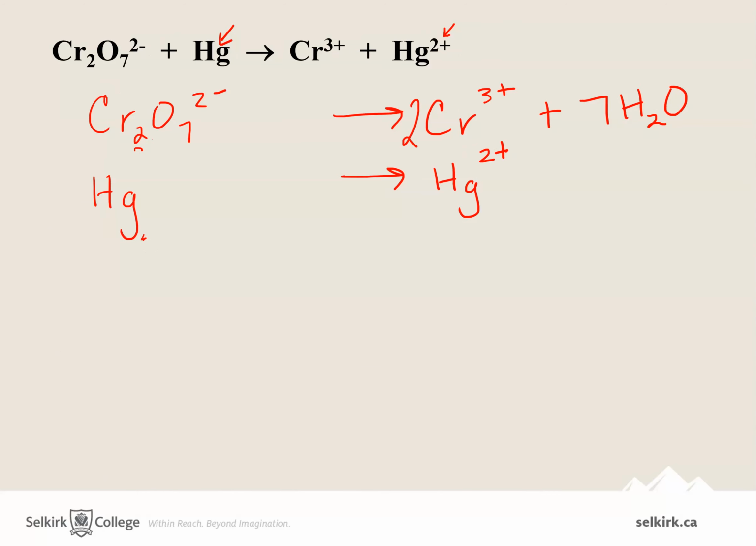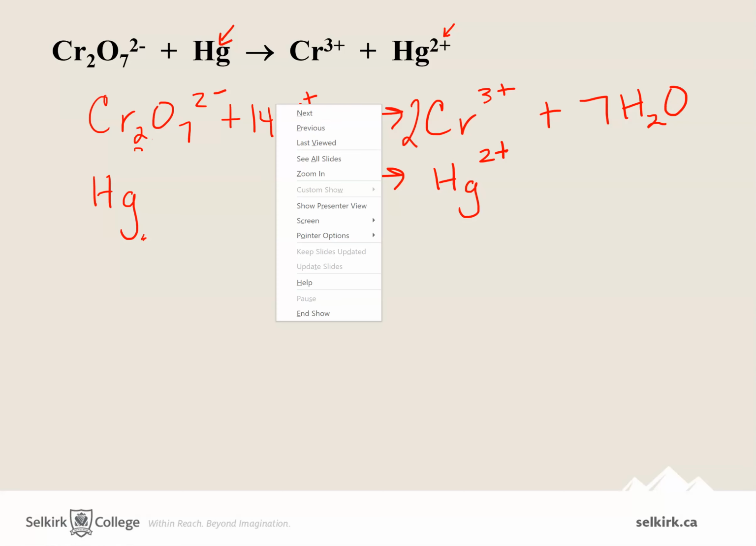In the half reaction with the chromium, on the right-hand side, I see 14 hydrogens. So I'm going to balance that with 14 H+. Now check early, check often. 14 hydrogens on the left, 14 hydrogens on the right. Good. Mercury half reaction, no hydrogen, don't have to do that. So I've got the atoms balanced. Now what's the next step?